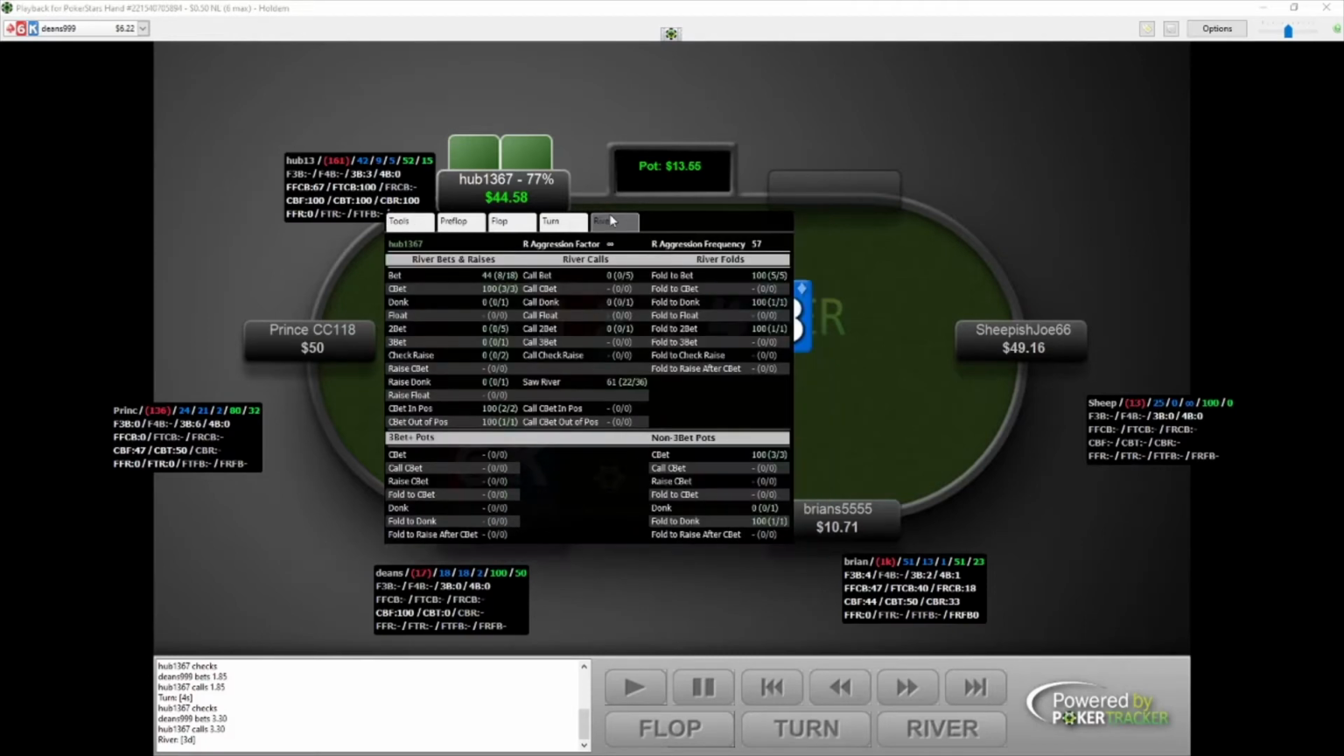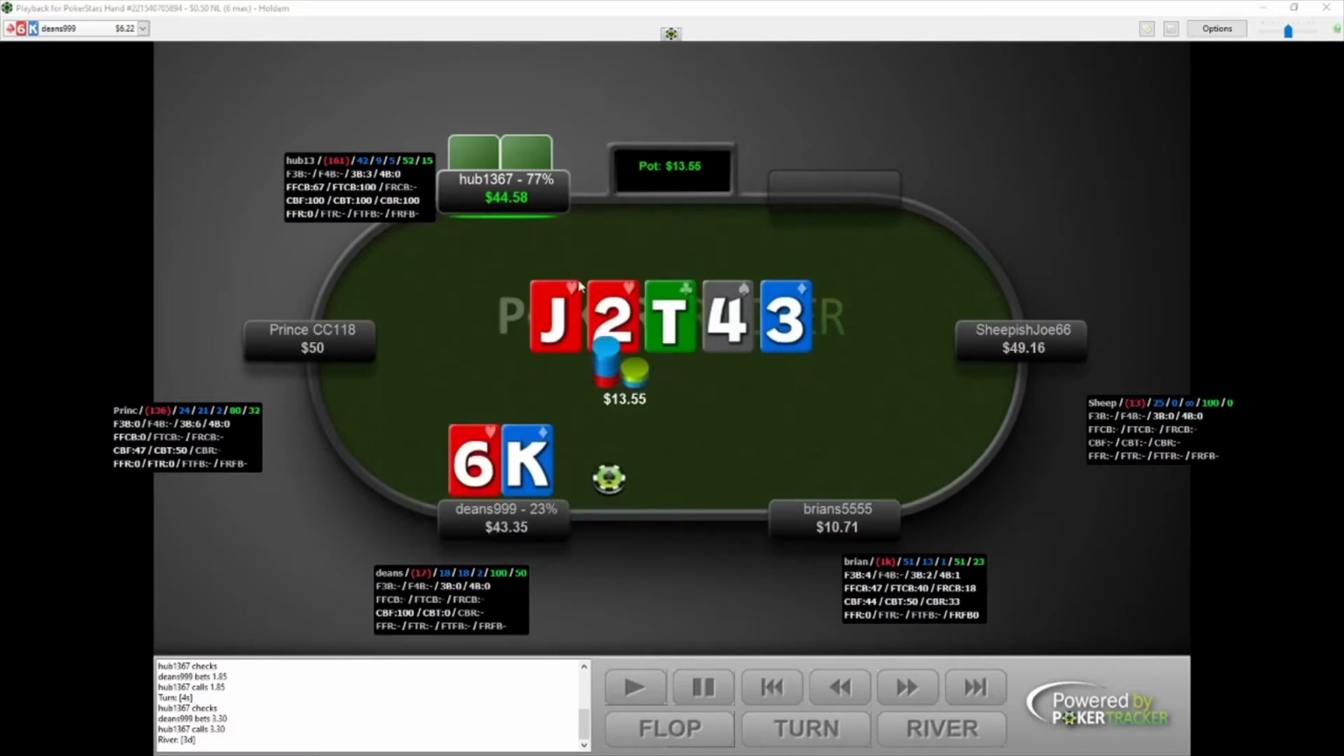But when we check the river, we also see he has folded to a river bet 5 out of 5 times as well. So although we've been bluffing all the way through this hand, and none of these cards are good for us from a general ABC poker sense, because of how often our opponent folds and his low went to showdown value, betting the river here is still going to be profitable. So bet, and I believe he folds. Yes, he does, and that's that.